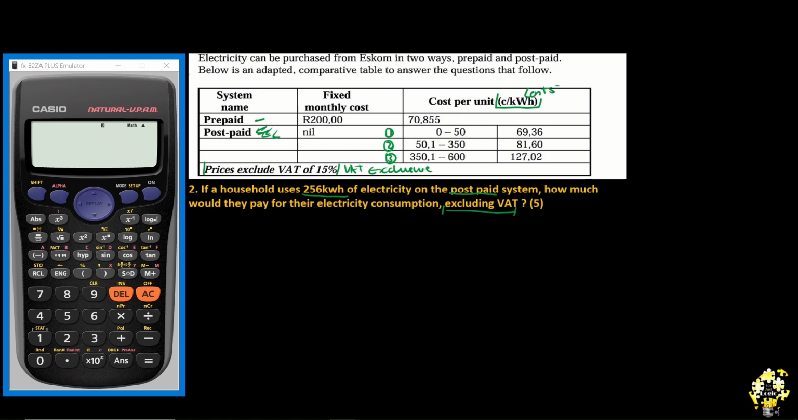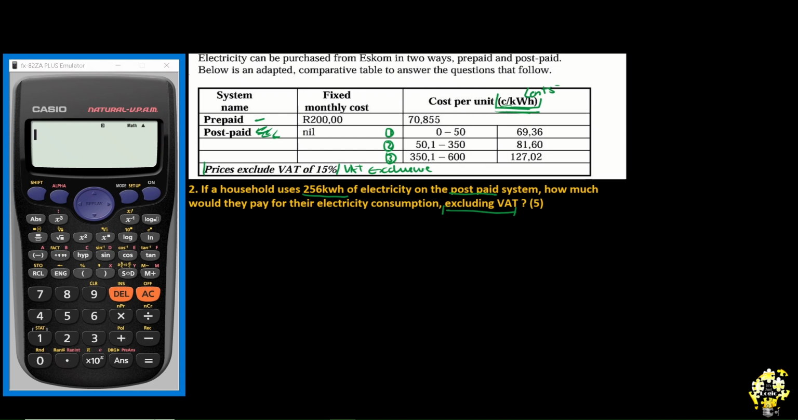The first thing, prepaid is the one whereby you have a fixed monthly cost of 200, and then for each and every unit you are supposed to pay 70.855 cents, not rands, cents. See now the steps they are paying. See, when I say we are building a foundation through which you are going to become successful, this is what I'm talking about. You're not going to make mistakes if you follow exactly what I'm doing.